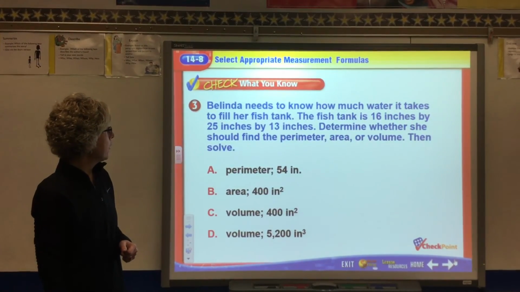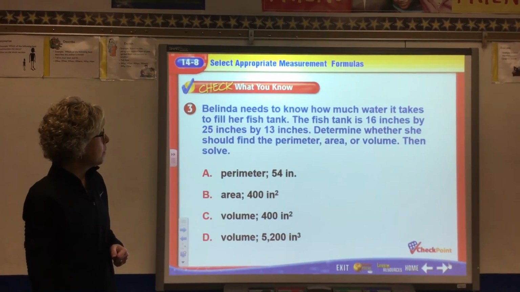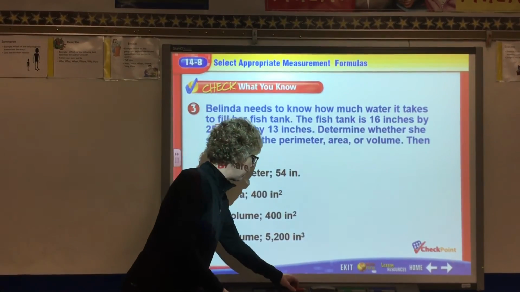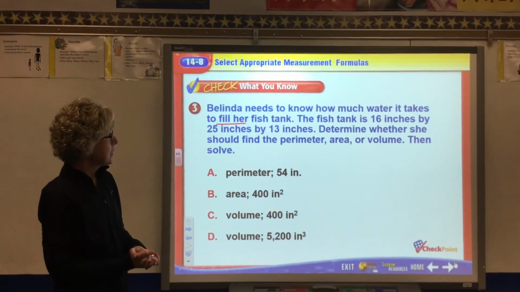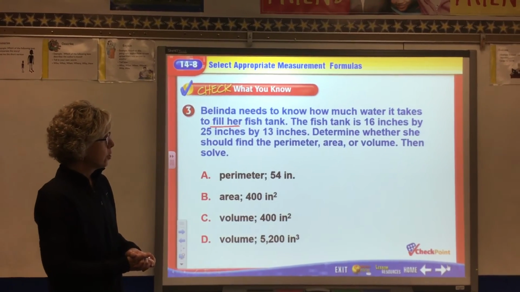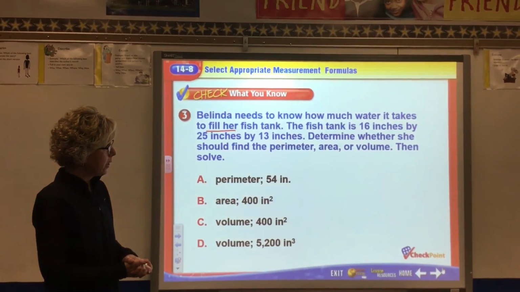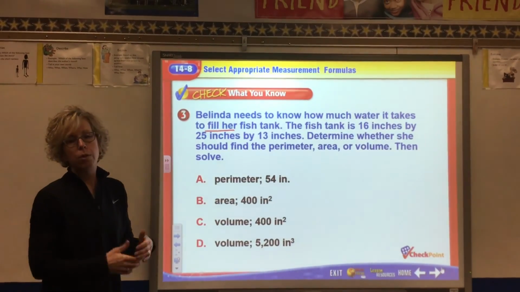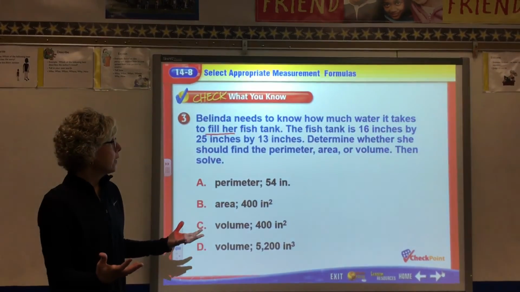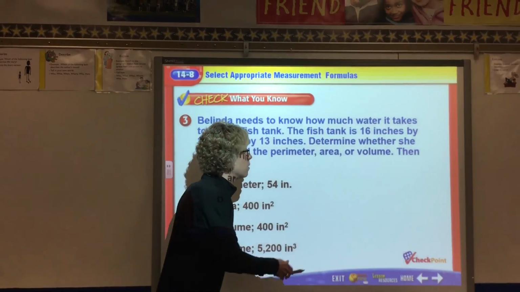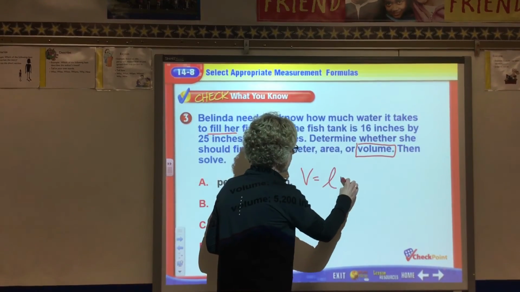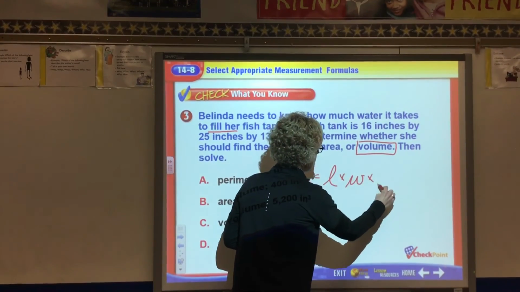Okay, our last one, I believe. Belinda needs to know how much water it takes to fill. We're filling something again. Her fish tank. Her fish tank is 16 inches by 25 inches by 13 inches. Determine whether she should find perimeter, area, or volume, and then solve. We're filling something. So if we know we're filling something, the formula that we would use would in fact be volume.